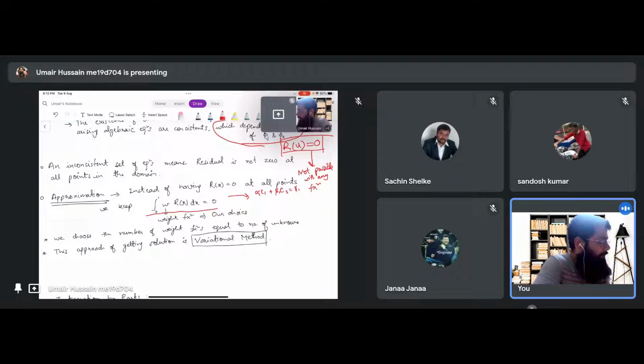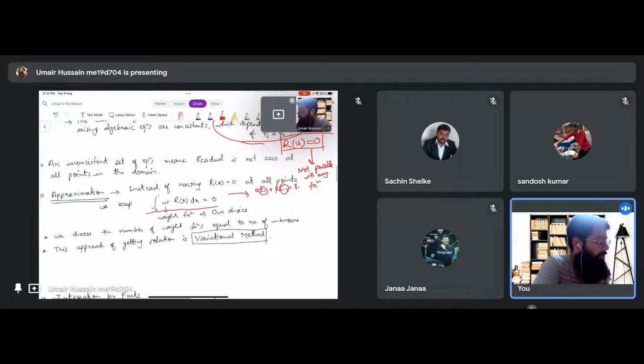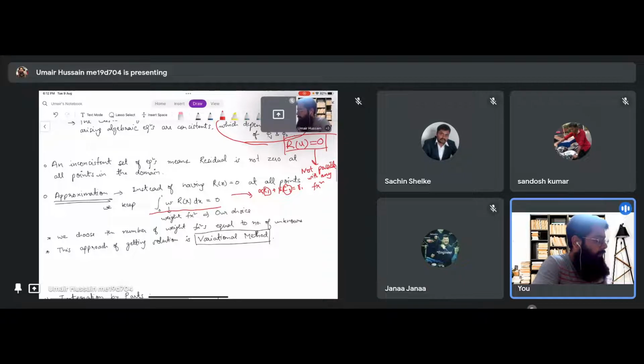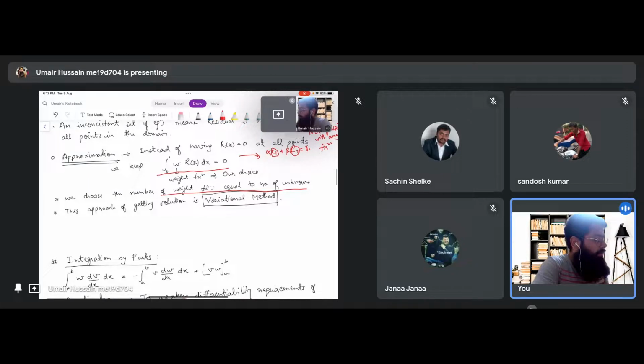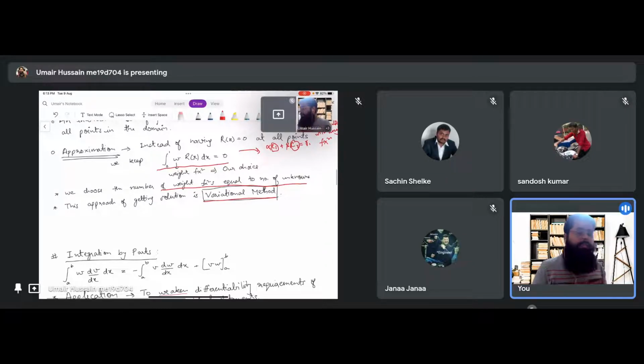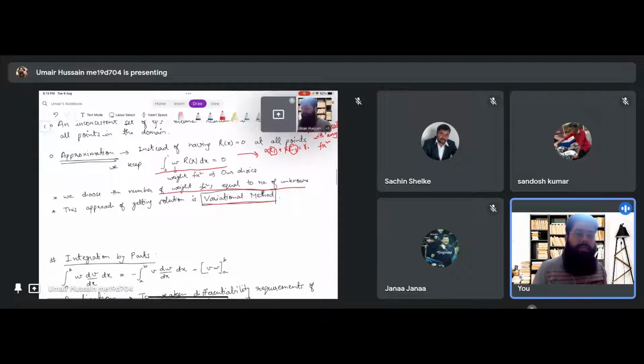For however many variables we are solving, here c1 and c2, we can choose that many weight functions and get that many equations. So this type of system is easily solvable. We choose a number of weight functions equal to the number of unknowns. This approach is known as the variational method. In the variational method, we multiply the residual of the governing equation with some weighting function, integrate it over the domain and equate it to 0. By switching the weighting function every time, we get as many equations as are required.